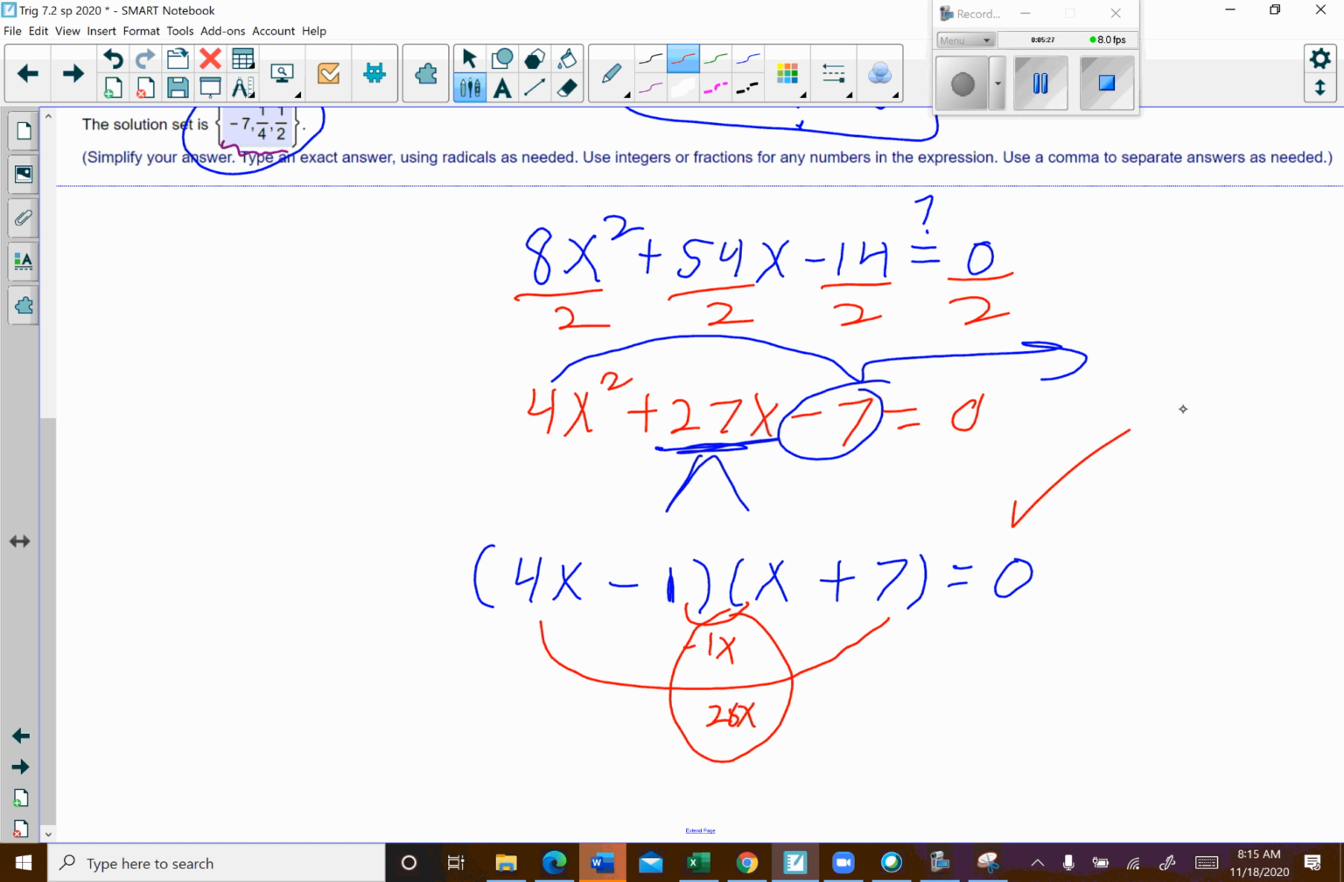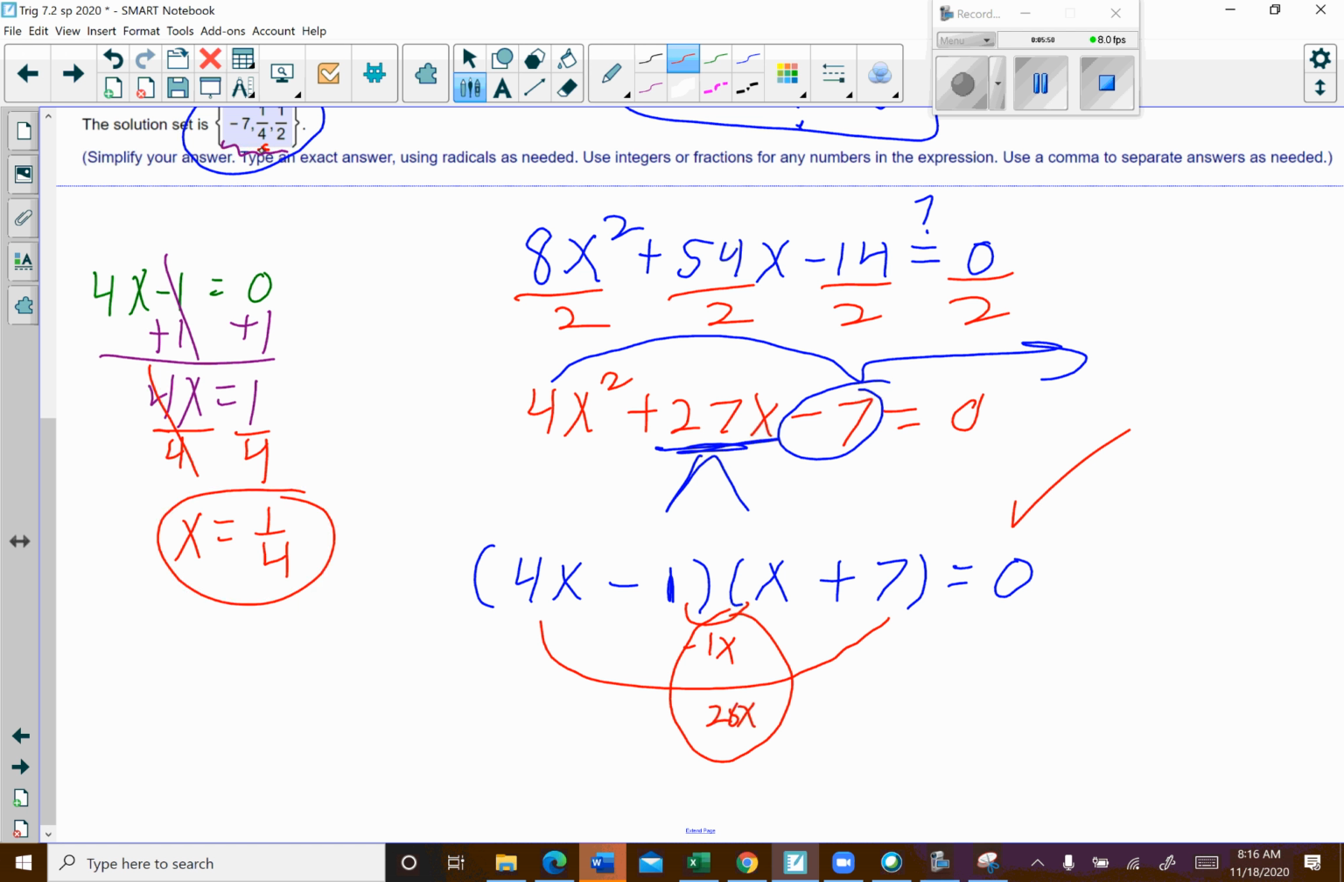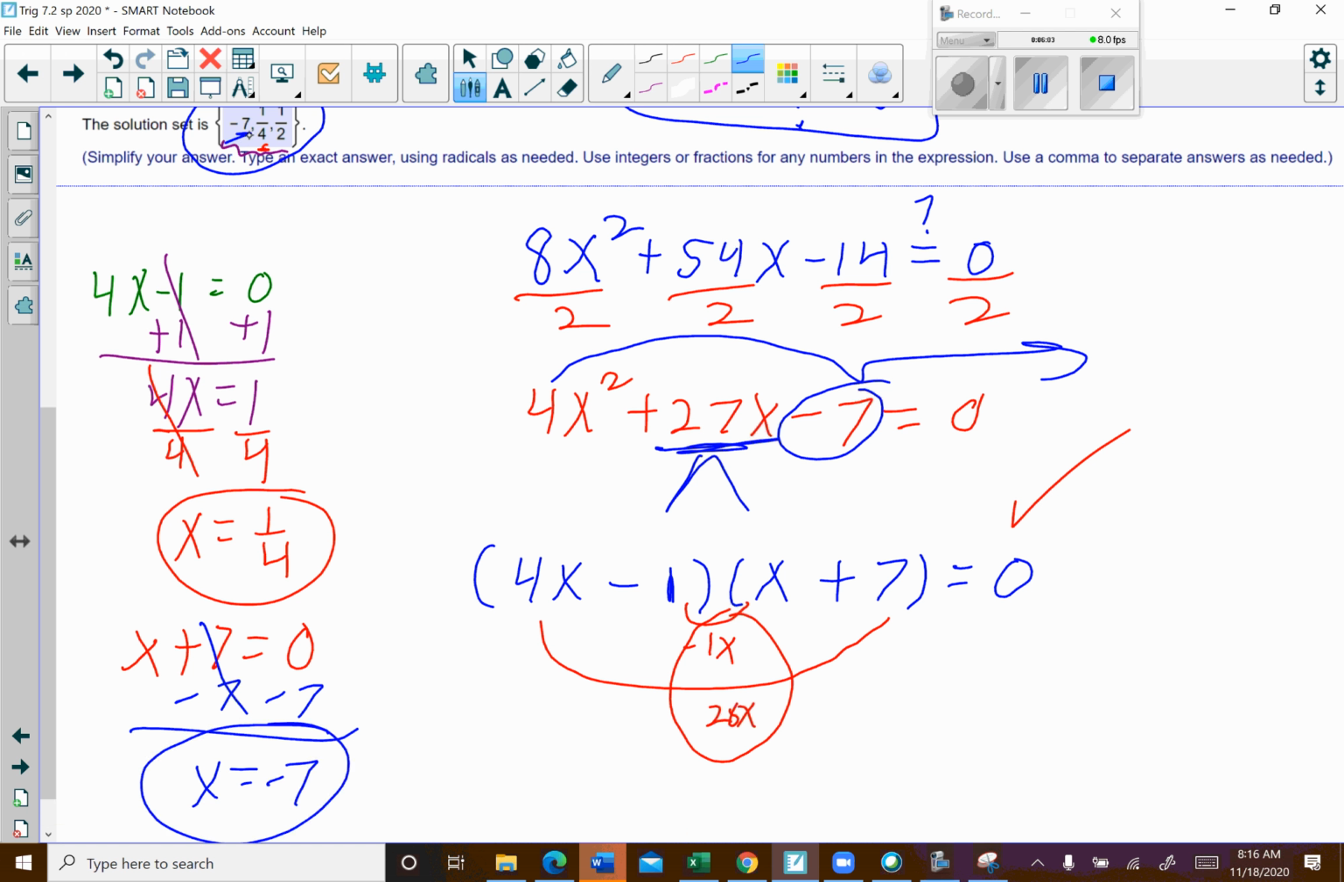And so then the last thing you do is you take each one of these and set them equal to 0 and solve, and then you have all your solutions. So let's see, we'll take 4x minus 1, set that equal to 0, add 1, and then we'll go ahead and divide by 4. And we get x equals 1/4, and you can see that that's one of my solutions. And then the other one's pretty simple, x plus 7, set that equal to 0, subtract 7 on both sides. So we get x equals negative 7, and then that's the third solution right there, okay?